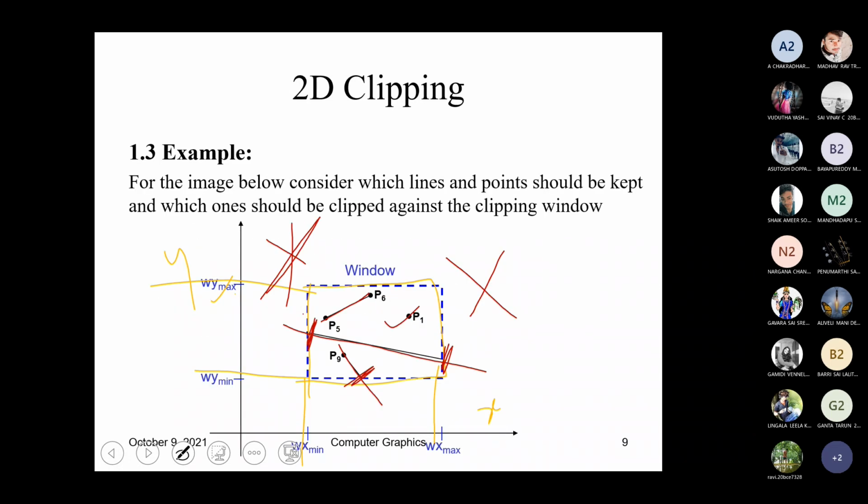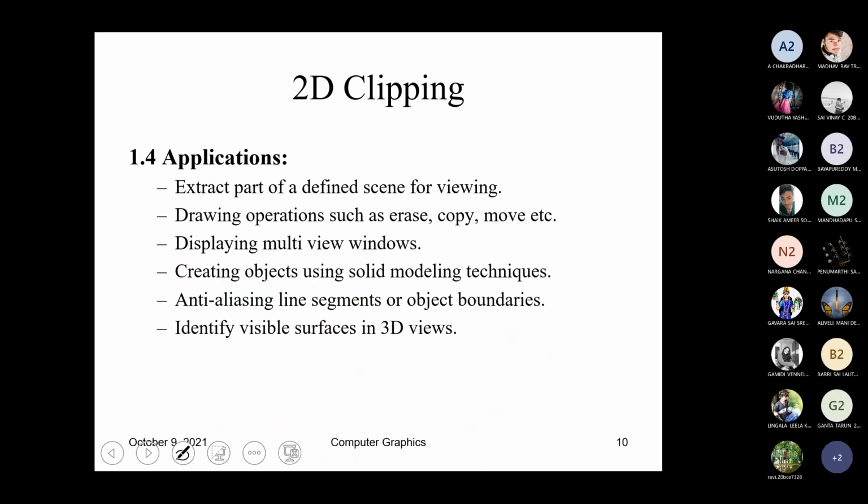So what will be visible? Only what is inside this region will be visible. The remaining will all be clipped off. What is the application of this? I told you already, we use it to extract part of a defined scene for viewing. Not only that, drawing operations like erase, copy, or move from one point to another. For that purpose we will be using it.